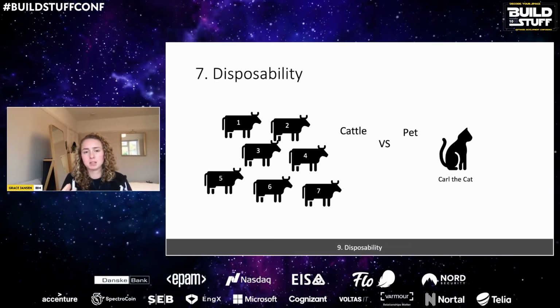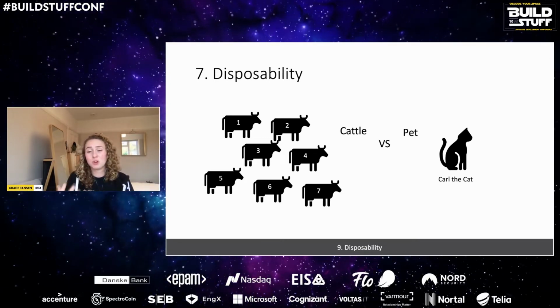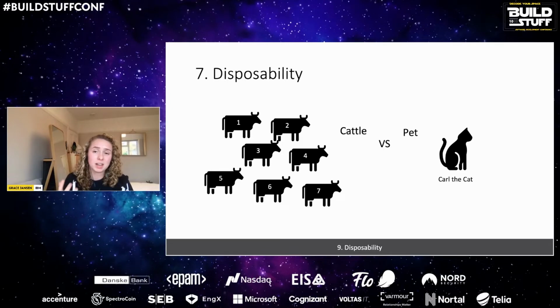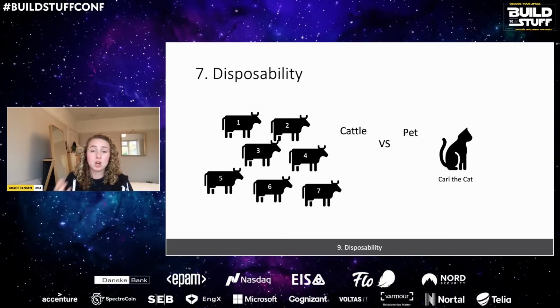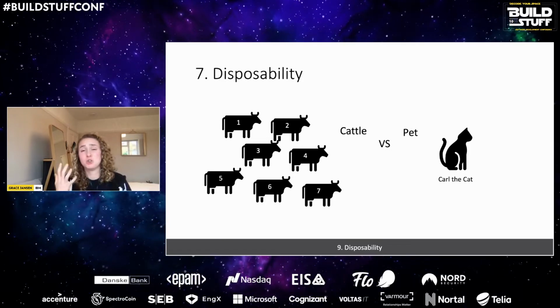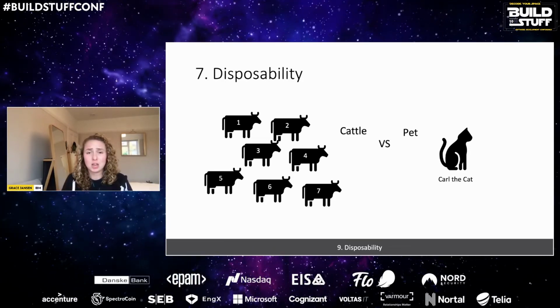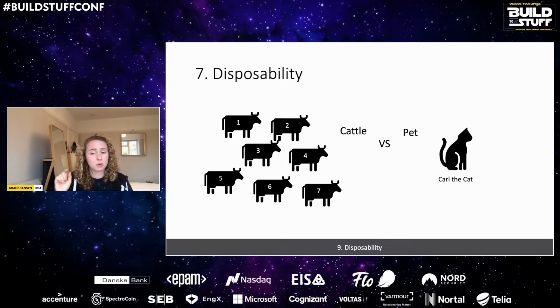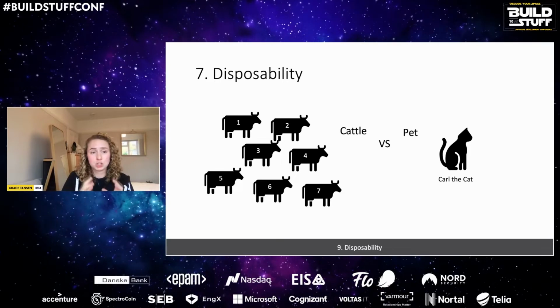When it comes to pets, we give them individual names like Carl the cat. We love them. We help them get better when they're ill. We look after them. We don't replace them when they get ill. We nurse them back to health. And actually, this is not what we want in a cloud native application. If our microservice isn't healthy, we need to be able to gracefully shut that down and restart another instance of it. So we need to be treating our applications more like cattle.